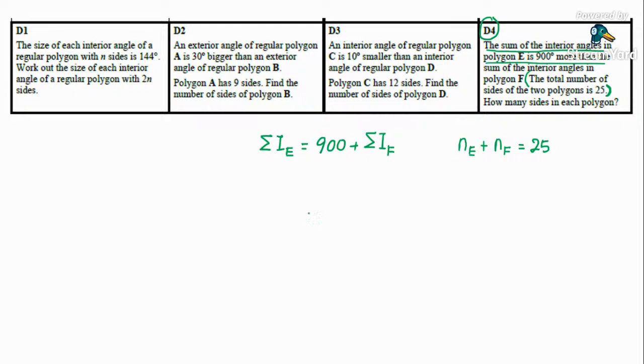So actually this question is a challenging question. This one is called a challenging question. It's a KBAT question. So in this case, we can use simultaneous equations. All of us know that the formula for the sum of interior angles is (NE minus 2) times 180. I hope you agree with me here. And then this is 900 plus, and the formula for this I'll put in brackets, (NF minus 2) times 180.